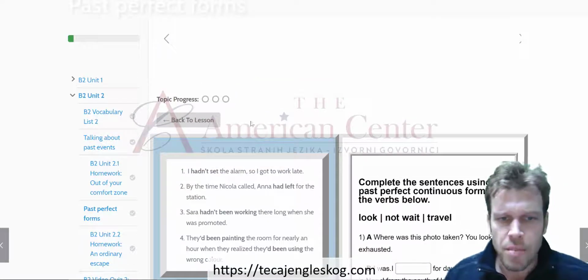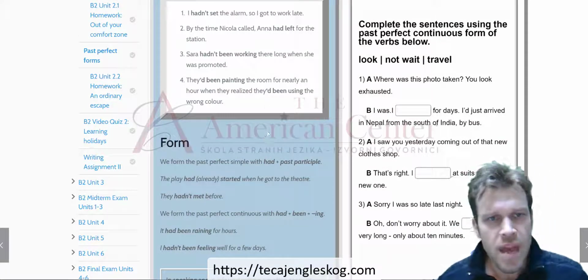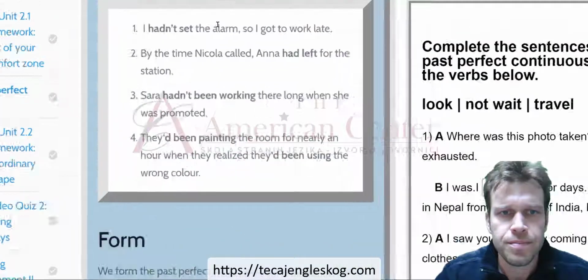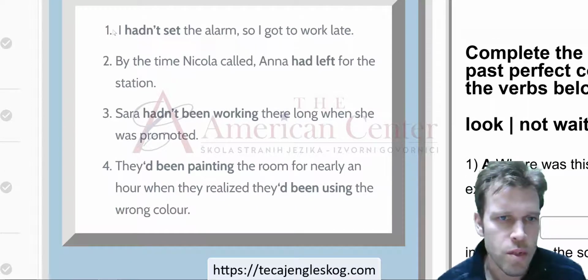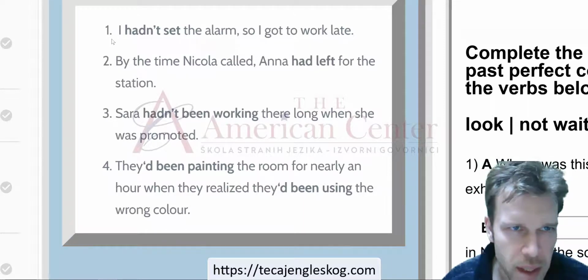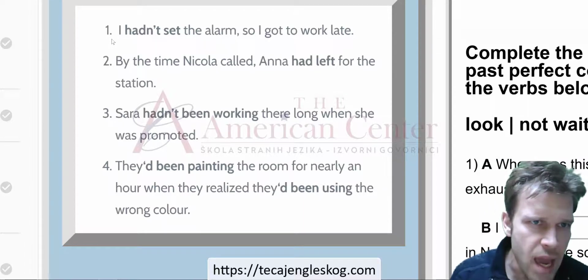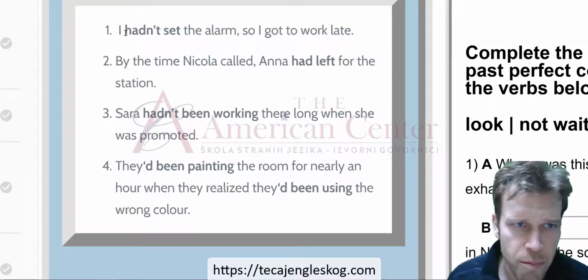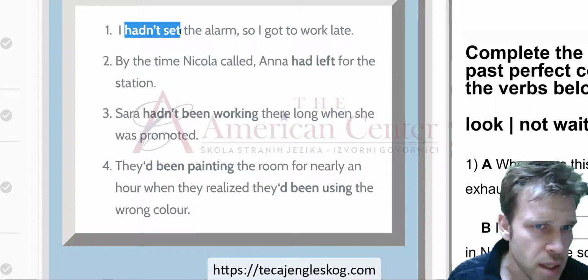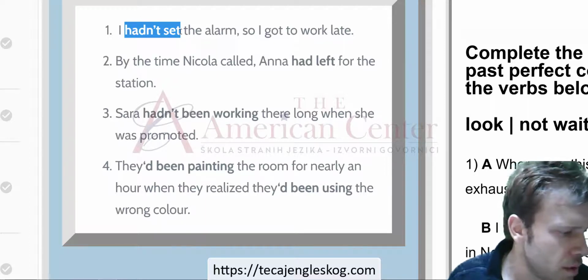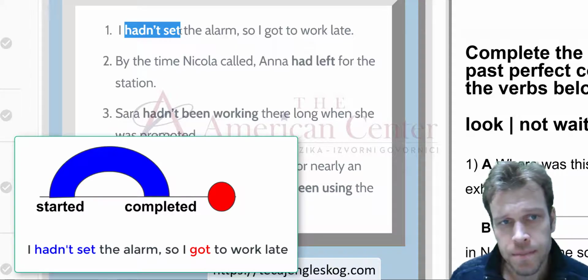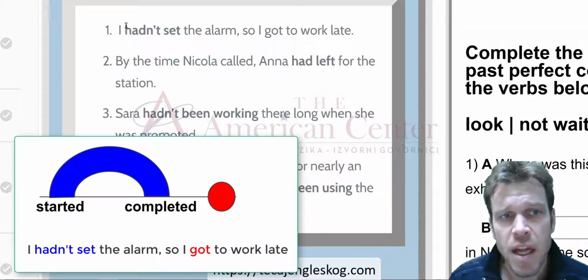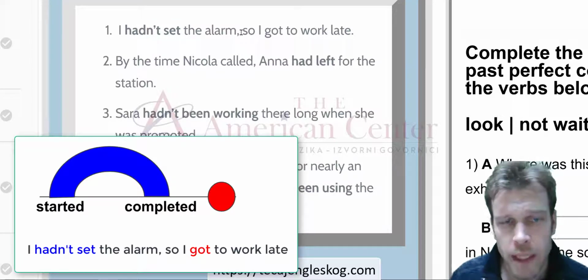Okay, now let's take a look at some examples to see what we're dealing with. You can see that I hadn't set the alarm, so I got to work late. Now, the first event, of course, is the action that you didn't set the alarm. Remember, what tense is this? Let me hear it. Yeah, it's past perfect simple, okay? So you didn't set the alarm, it's the first thing. And this had the consequence of you arriving to work late.